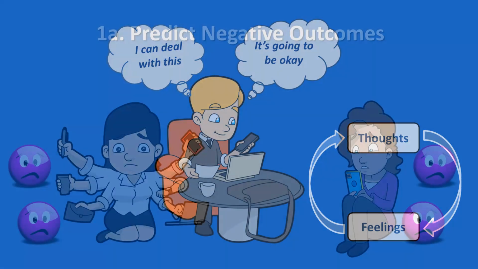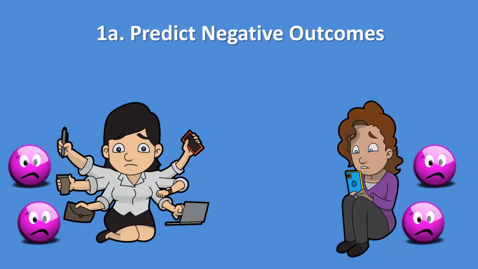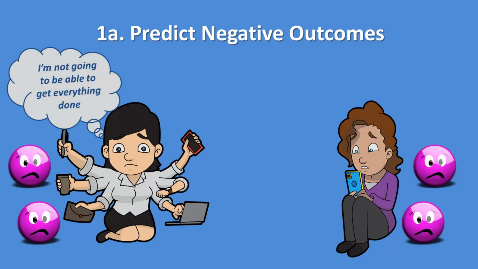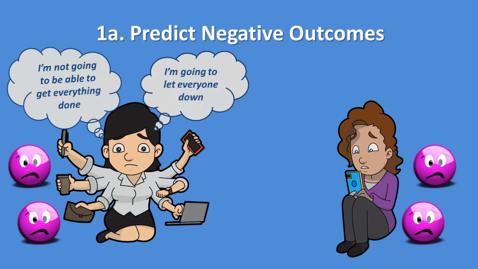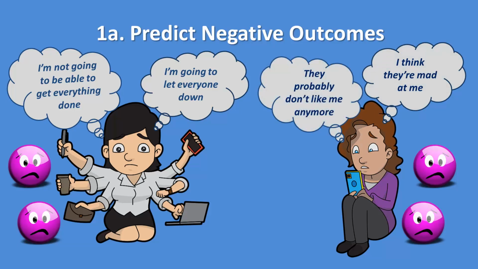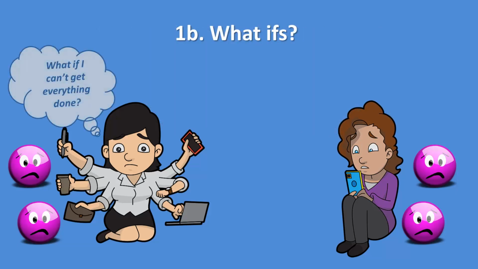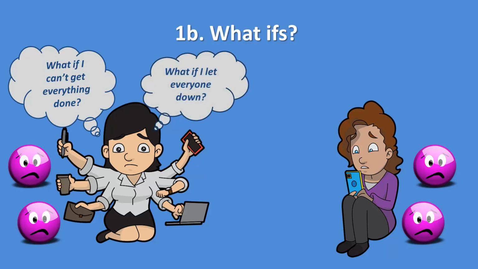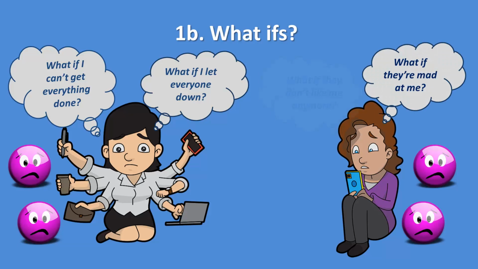Now, when we're anxious and worrying, our thoughts tend to follow a certain pattern. First, we worry that something bad or unpleasant is going to happen, and this can take the form of predicting a negative outcome, like, I'm not going to be able to get everything done on time, I'm going to let everyone down, or, I think they're mad at me, they probably don't like me anymore. Or, instead of an actual prediction, our worries can take the form of a what-if statement. What if I can't get everything done on time? What if I let everyone down? What if they're mad at me? What if they don't like me anymore?